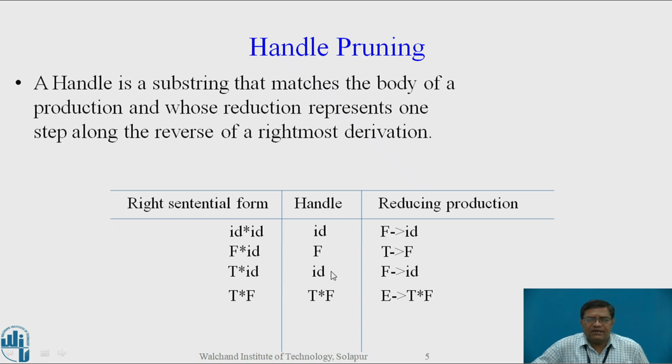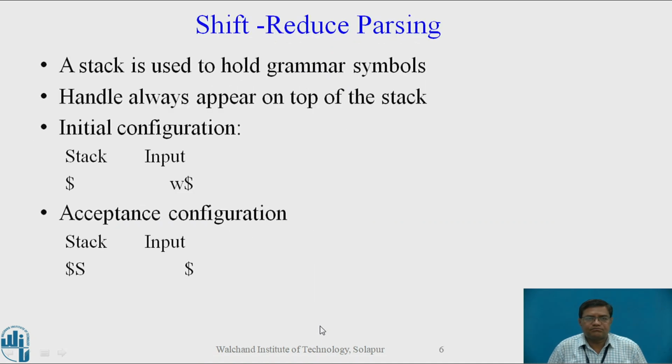Then ID is the next handle, so it can be reduced to F. Now T star F is the string, and this T star F matches the production body of capital T, and the capital T can be used for replacing this T star F. And finally this capital T is reduced to capital E.